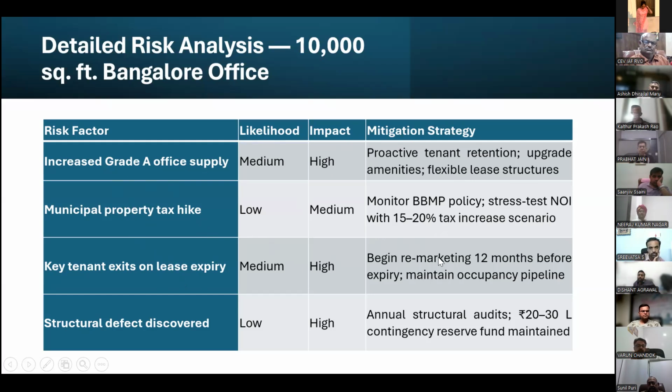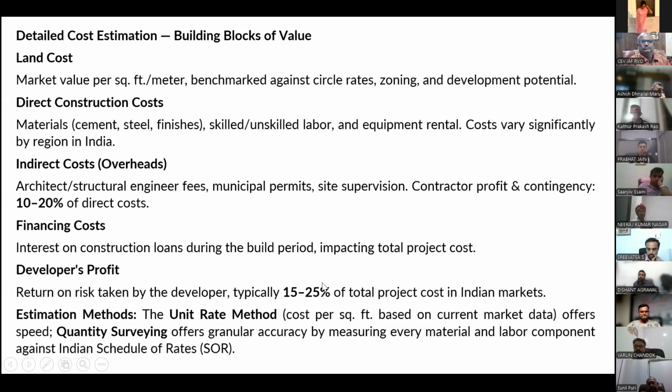If the tenant exits on lease expiry, begin remarketing 12 months before expiry and maintain occupancy in the pipeline. And if a structural defect is discovered, always do annual structural audits. The owner must have a 20 to 30 lakh contingency reserve fund for such conditions.